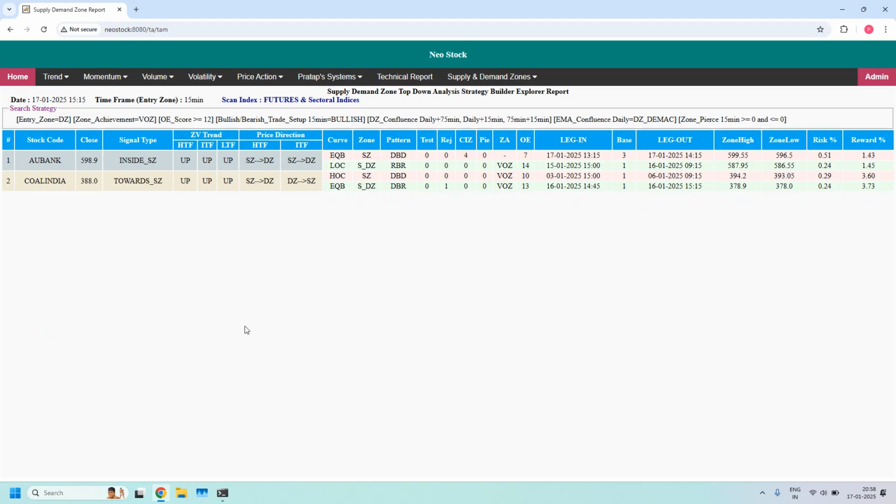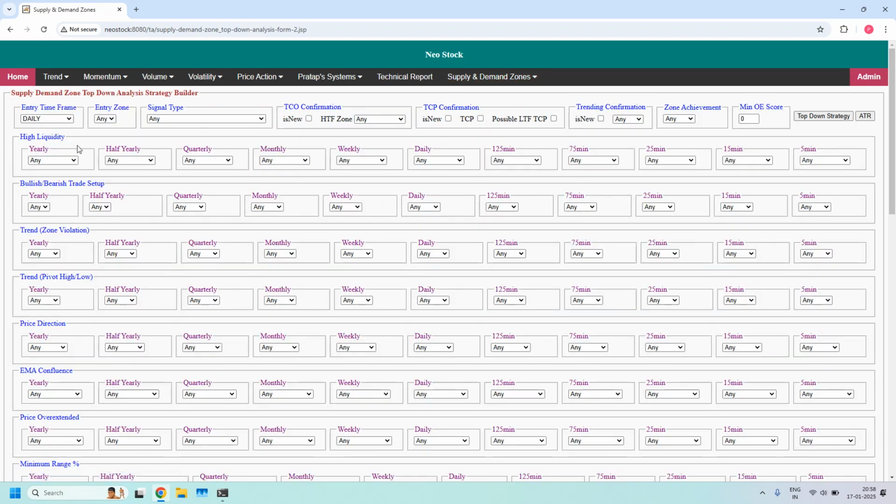Both the stocks are filtered. So these 2 are even more high probability trade setup supported demand zones for bullish trade setup for daily income trade. Next, bearish trade setup for daily income trade.